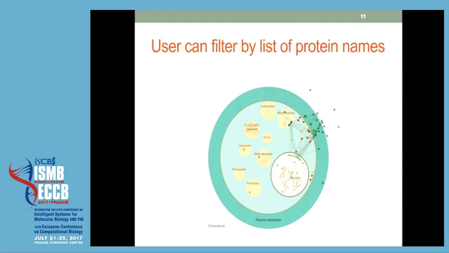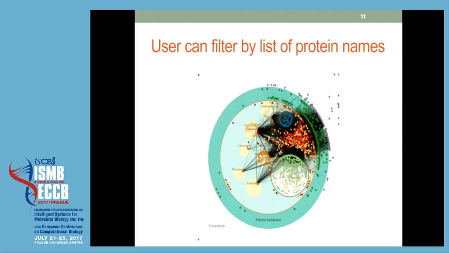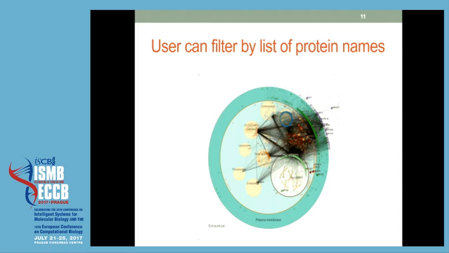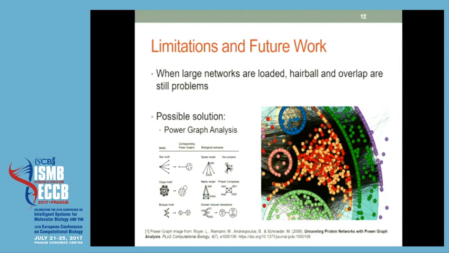We also implemented a searching and filtering tool. When the network is large, it's very important, or when the user is looking for a pathway. Since the diagram has its limitations of space, there will be many overlapping nodes when the network is large. The hairball problem also appears here, so a future work would be to simplify the network representation, for instance, using power graph analysis.